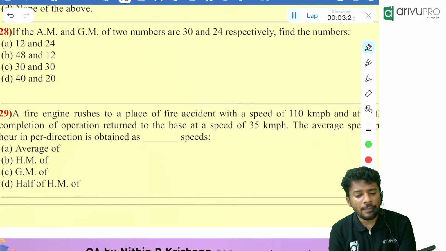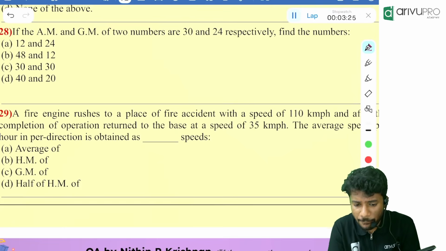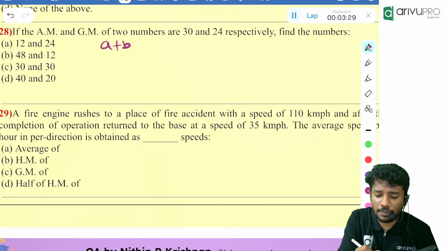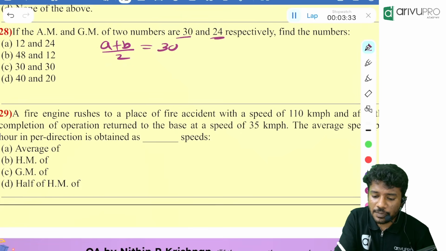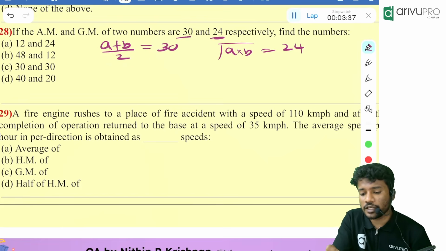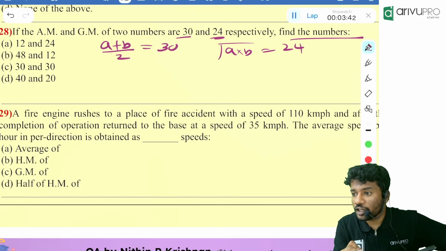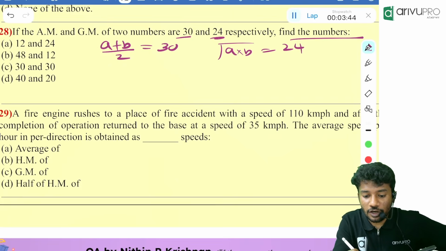If the AM and GM of two numbers are 30 and 24 respectively, AM means what? A plus B divided by 2, which is equal to how much? 30. GM means what? The root of A into B, which is given to be how much? 24. Find the numbers is the question. What will you do? Will you solve the equation and all? No. You will do what?